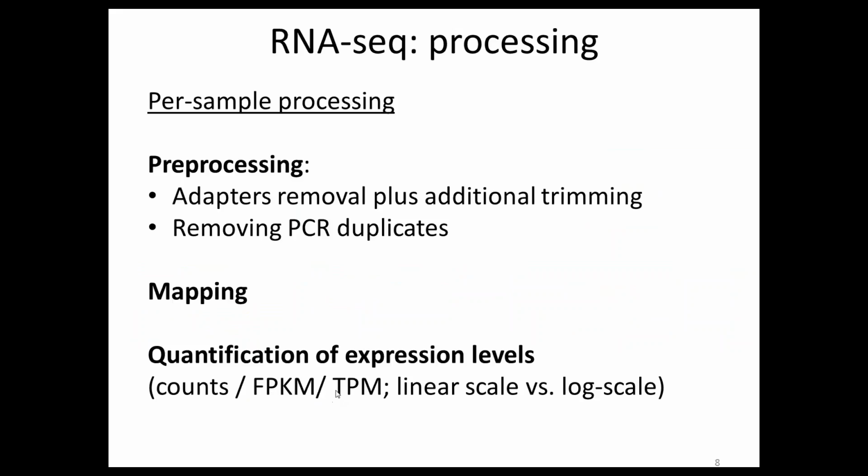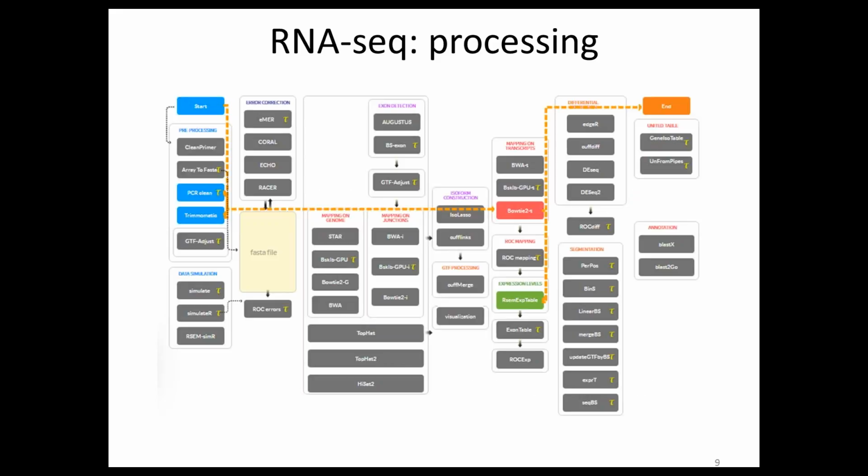First is called FPKM, and second is TPM. So today we will use FPKM, but TPM is also used. And all these measures can be in linear scale or in logarithmic scale. Often the logarithmic scale is used because it's more useful, and we will see both cases in further steps. And let us just create a pipeline for creating expression tables from the raw RNA-seq data.